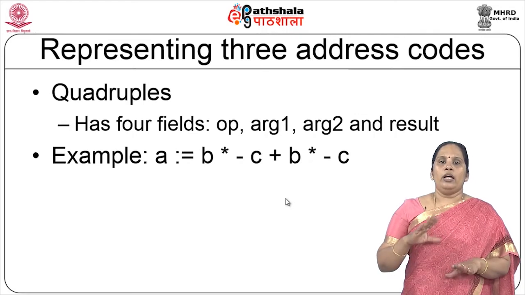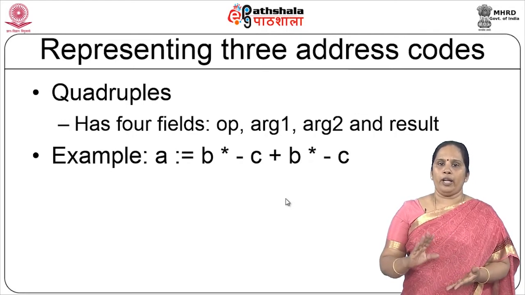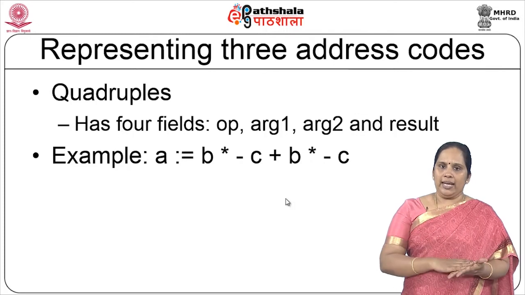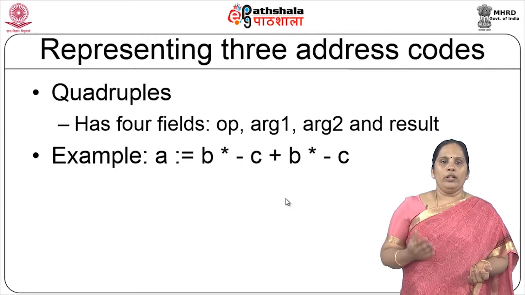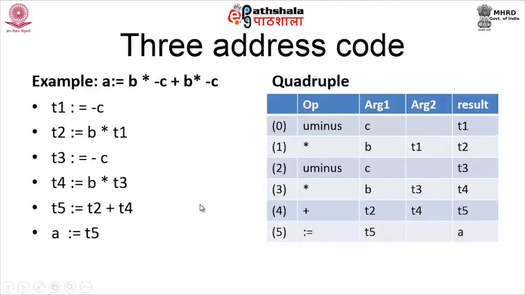The three address code has semantic rules for all programming constructs and tries to use the syntax tree and then converts it into a tabular representation. So I have here A is equal to B star minus C plus B star minus C. So I can say T1 is equal to minus C here. Looking at this first one, T2 is equal to B into T1. And then I see a minus C here. T3 is equal to minus C, and I have T4 is equal to B into T3, and then I say T5 is equal to T2 plus T4, and finally A is equal to T5.